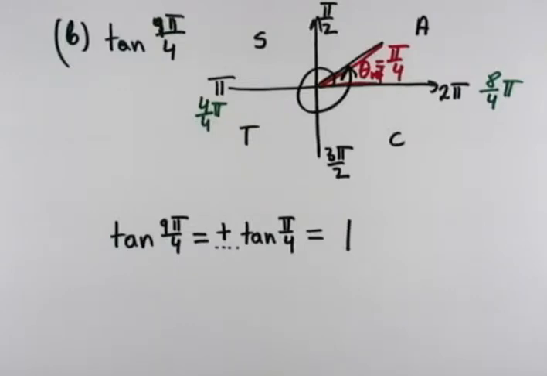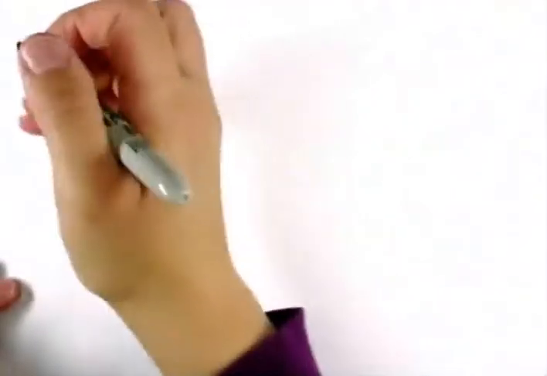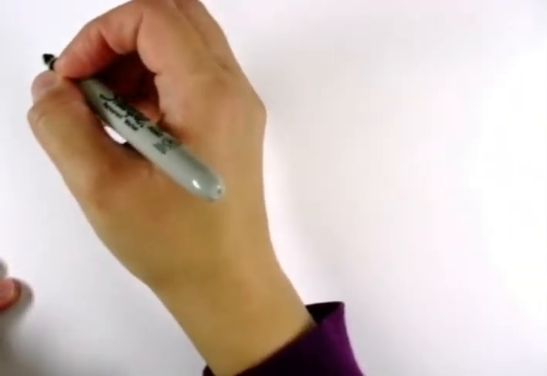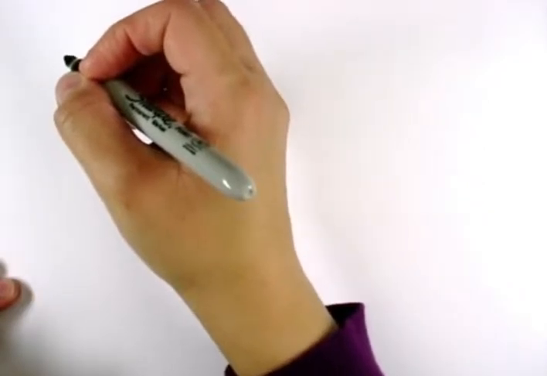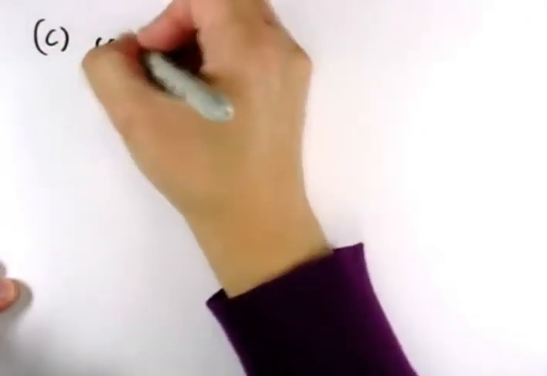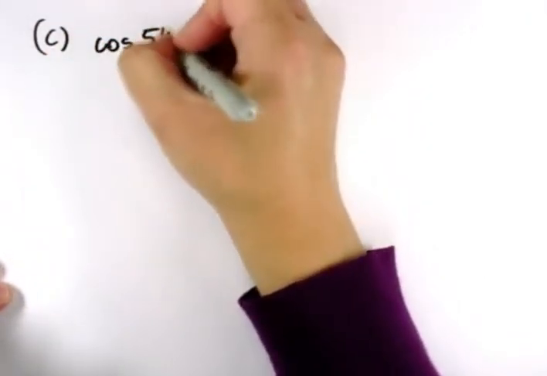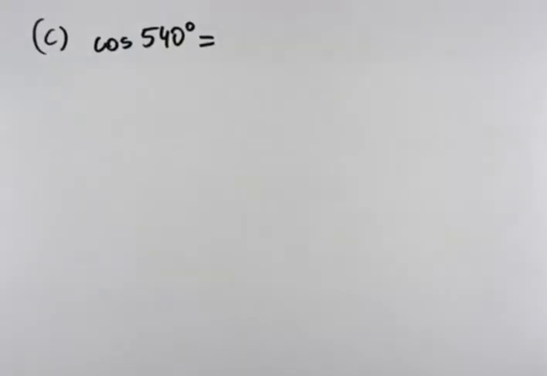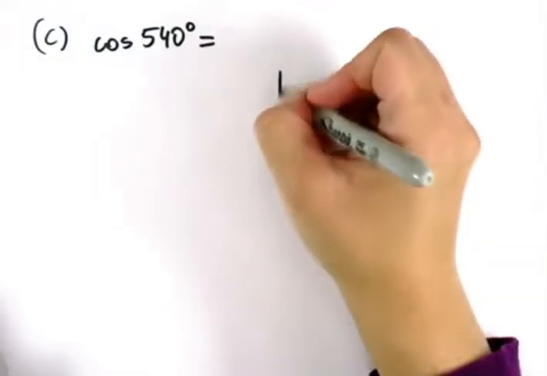One more example. Cosine 540 degrees. So first draw the angle.